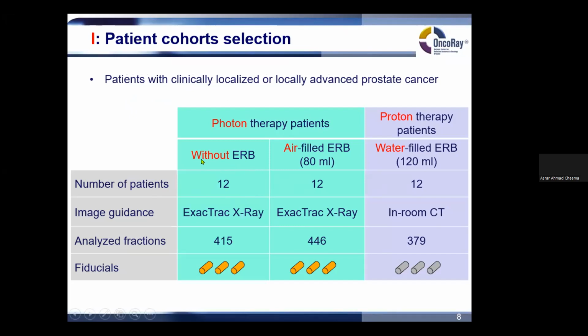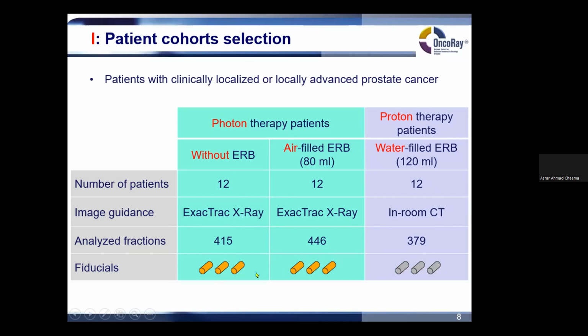The photon therapy patients were treated without endorectal balloon as well as with the 80 milliliter air-filled endorectal balloon. While at the proton therapy, a 120 milliliter water-filled endorectal balloon was used. ExacTrac X-ray image guidance was used at photon therapy, while in-room CT was used for image guidance at proton therapy. 415 and 446 fractions were analyzed for patient groups without endorectal balloon and air-filled endorectal balloon, while 379 in-room CTs were analyzed for the proton therapy patients.